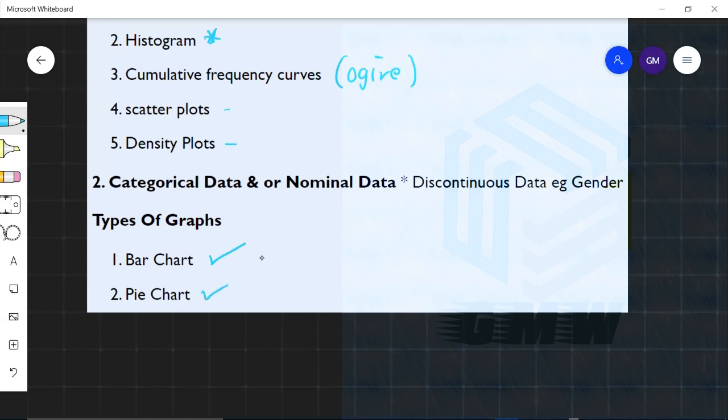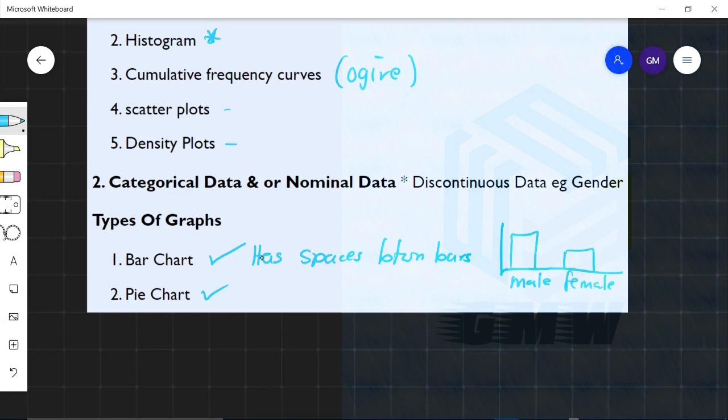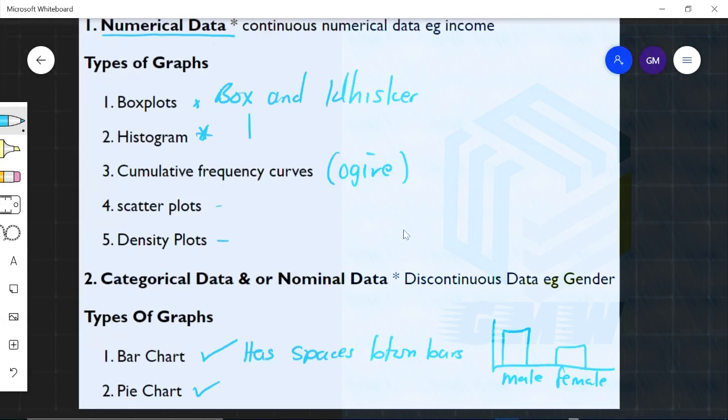Now, what is the difference between a bar chart and a histogram? A bar chart has spaces between bars. For example, we are discussing gender. So it can be male, we have a bar. Then female, we have its bar. It's not continuous, right? But if it is a histogram, we'll be having intervals 0 to 5, 10. So the graph will do like this. It will join. There are no spaces.